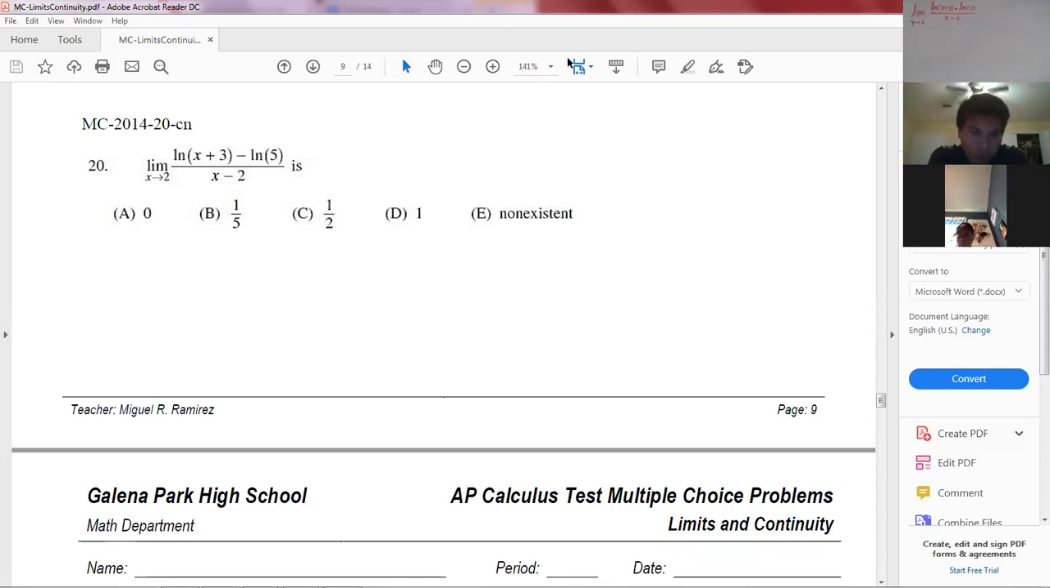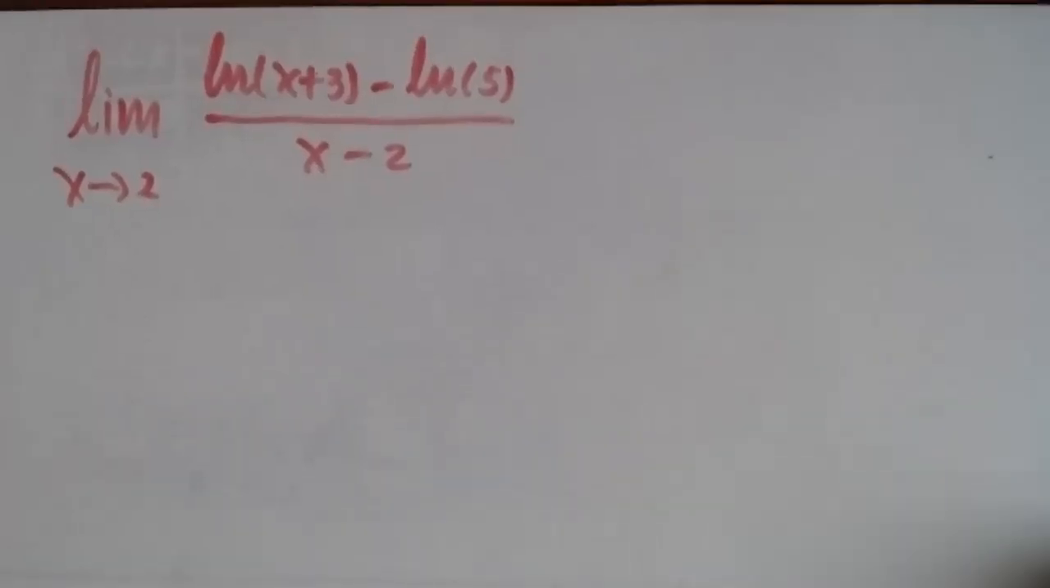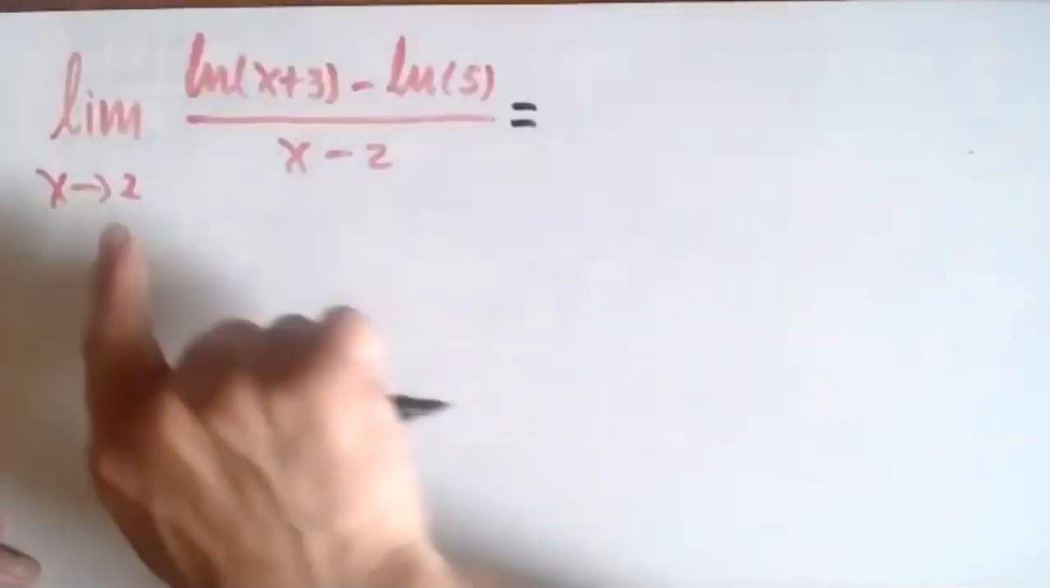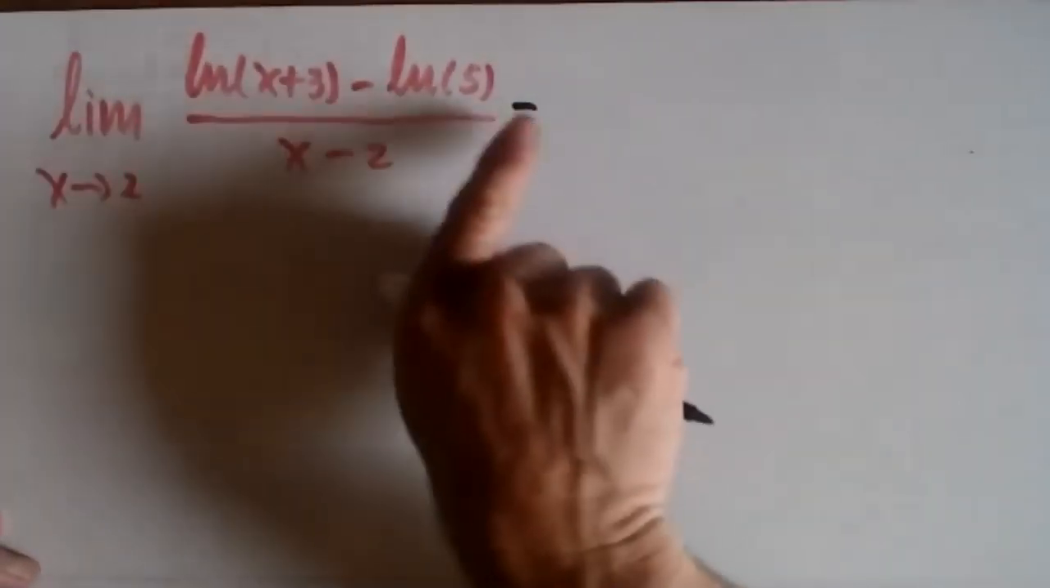Okay, let's go back to the board. Here it is. You see this one? Remember something: the first step is to evaluate the limit. So you put a 2 here and then you check what you get. If you get a number, you finish.